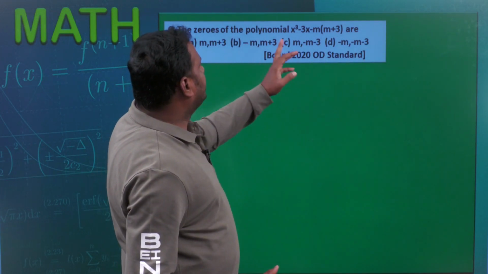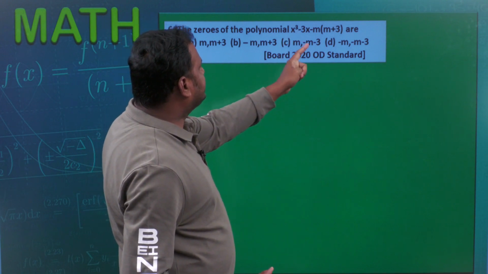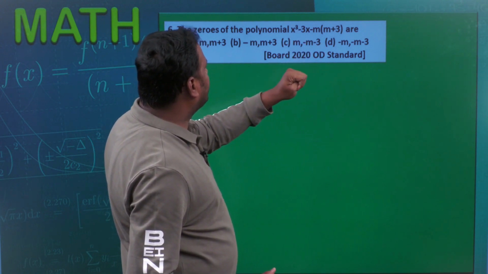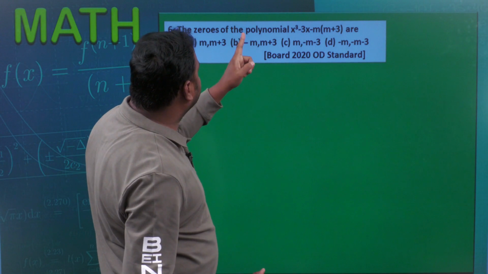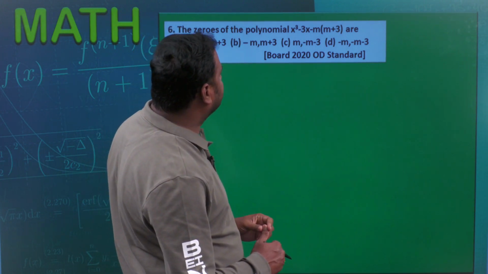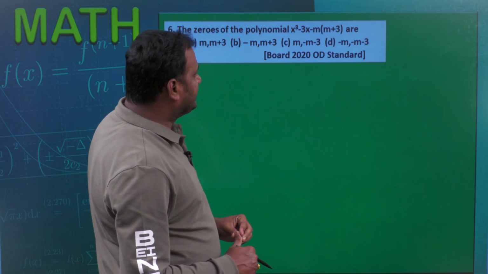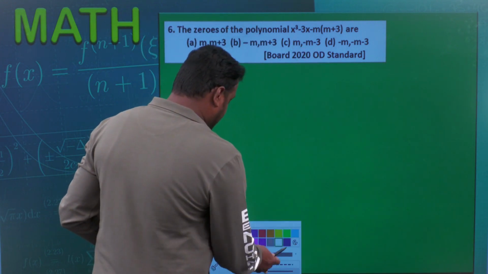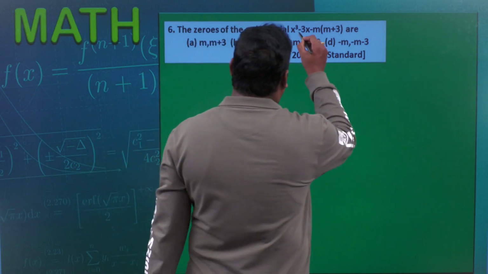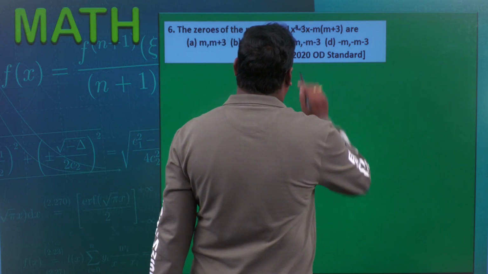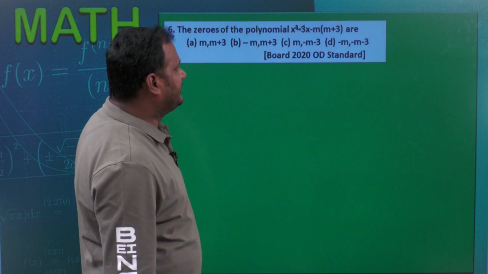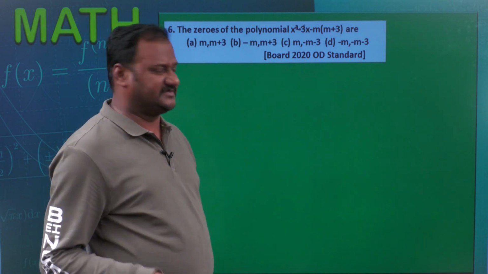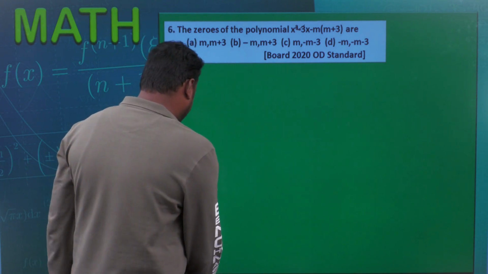The zeros of the polynomial x cube minus 3x minus m into m plus 1 are... So this is not x cube, this is x square minus 3x minus m into m plus 3. So you will have to change it here. So, what are the zeros of the polynomial x square minus 3x minus m into m plus 3? Let us try to understand this.